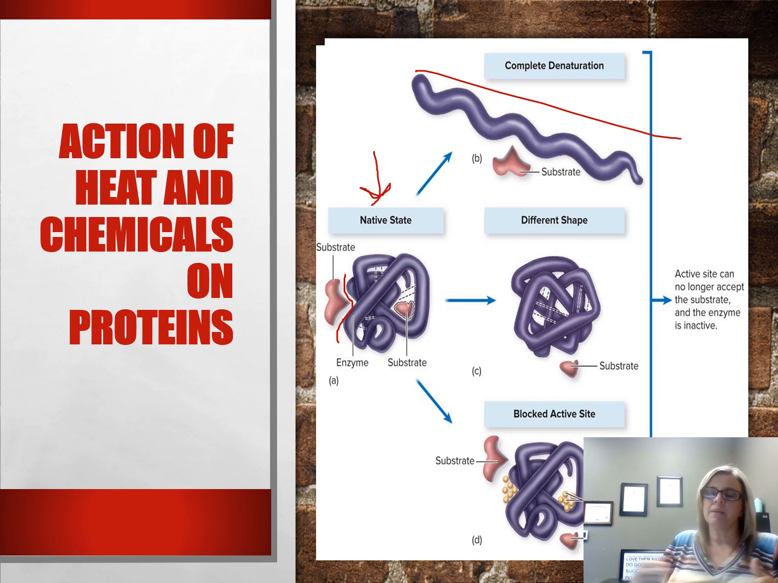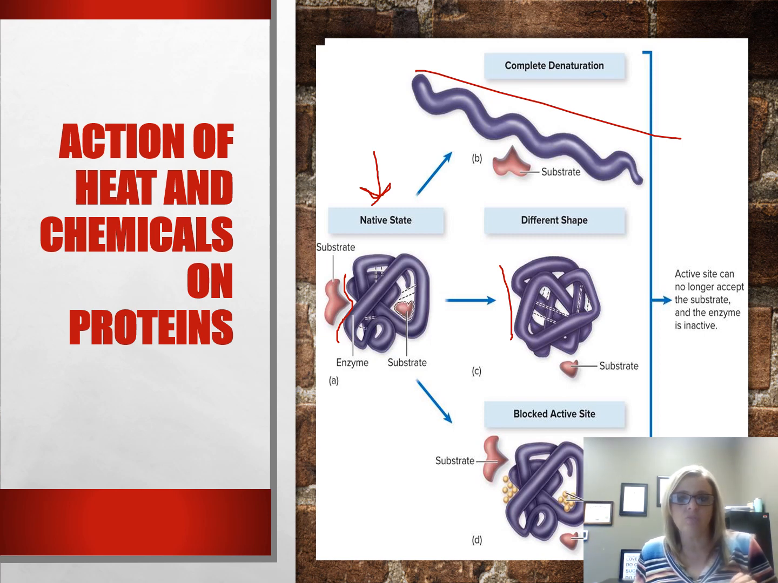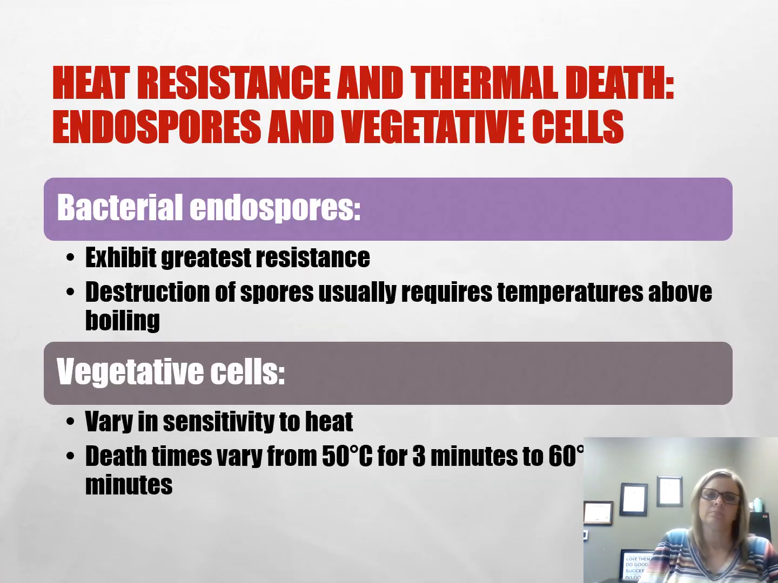It can also sometimes just cause a change in conformation, so this substrate is no longer going to fit there. The active site no longer will fit the substrate. That can cause either unfolding or random bonding and incorrect folding, and that's what this is showing you here. It can have other things bond and cause it to be blocked in that manner.